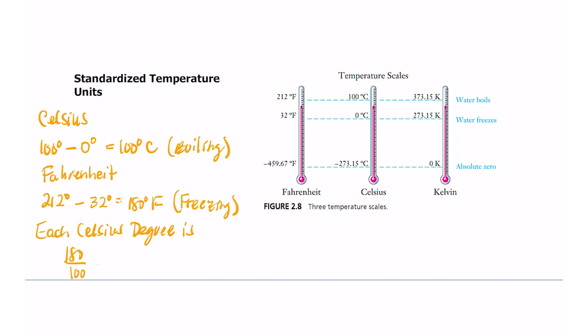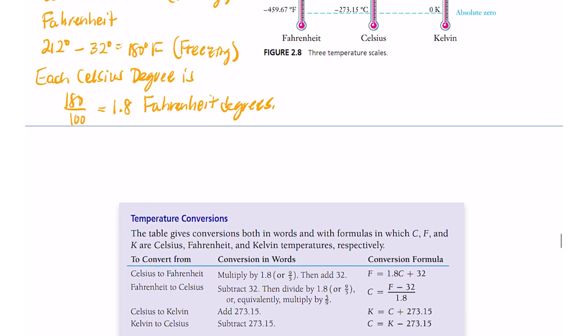And 180 divided by 100 is 1.8. The Fahrenheit degrees. So what that means is, if I wanted to convert, let's say, something in Celsius to Fahrenheit, I would just multiply the degrees in Celsius by 1.8, because it's 1.8 times, plus 32, and that gives me my Fahrenheit.